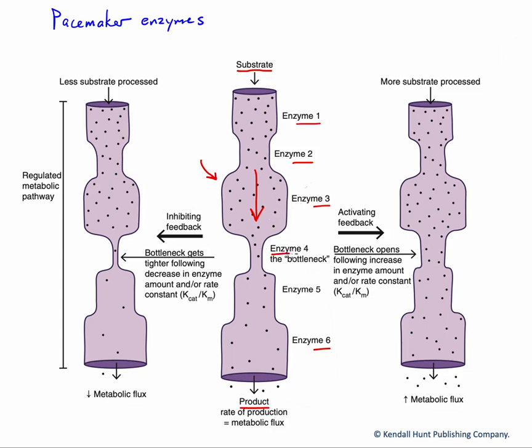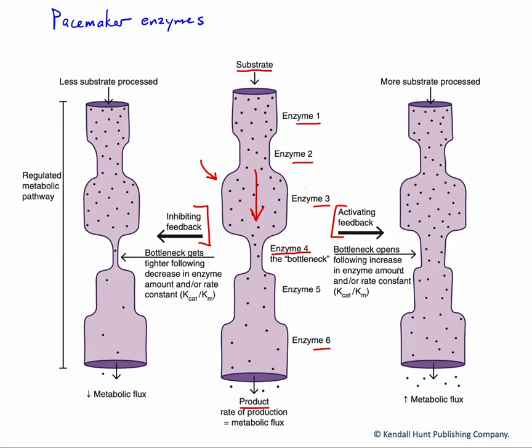However, if we look at enzyme 4, this is a bottleneck enzyme. It's the rate limiting step overall. And so this is where we want to put in our regulatory factors to either speed up or slow down the metabolic flux along the entire pathway. Now that can be either activating feedback going to the right or inhibiting feedback going to the left.